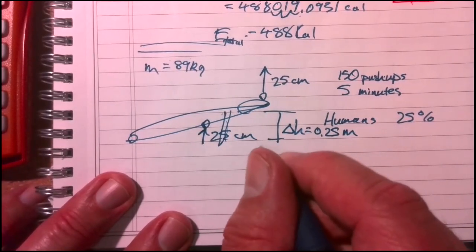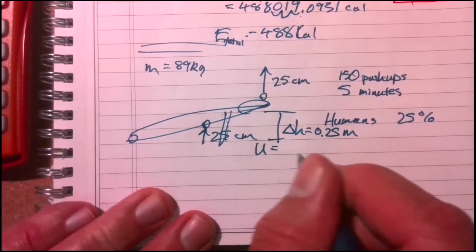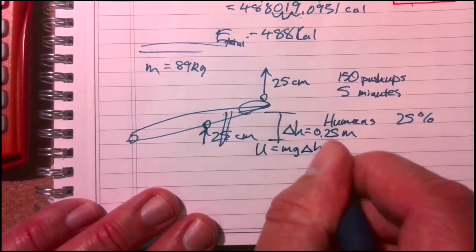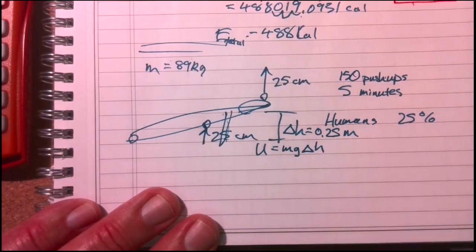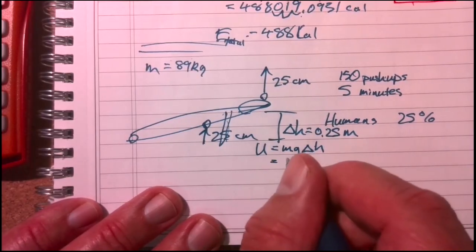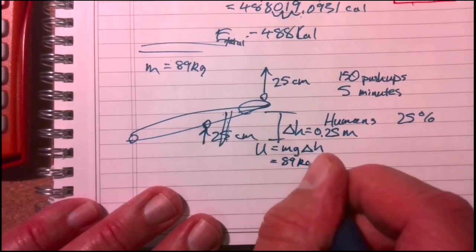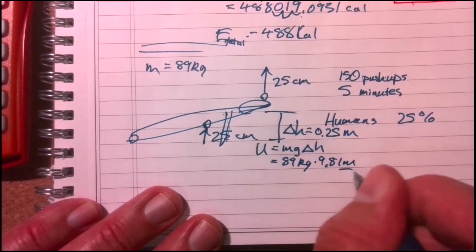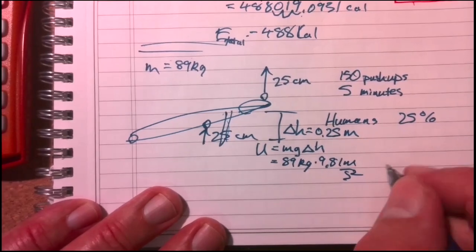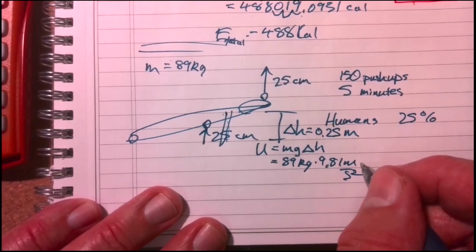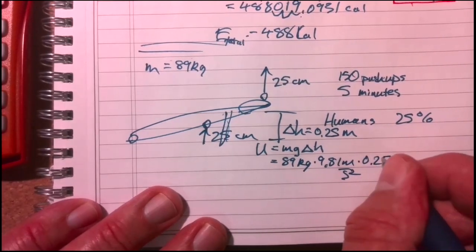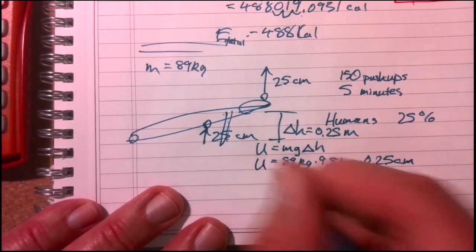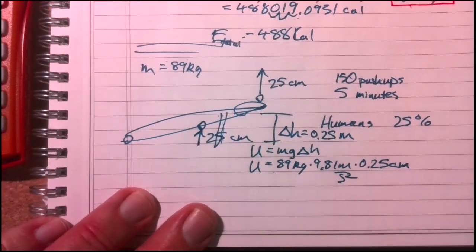All right, how much potential energy does he gain? Well, we know that it's mg times delta H. This is our potential energy. So for one push-up, we're going to have 89 kilograms times 9.81 meters per second squared times our height, which is 0.25 meters.